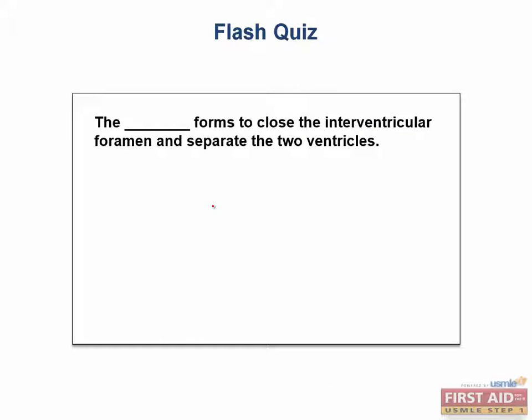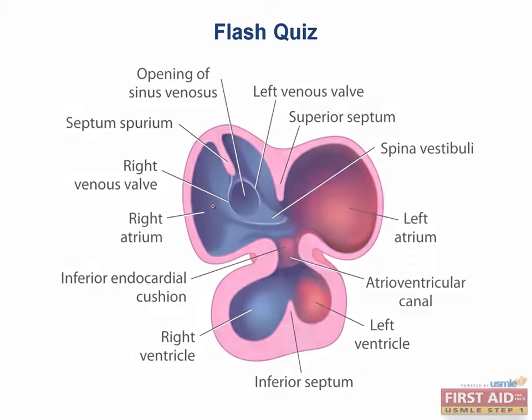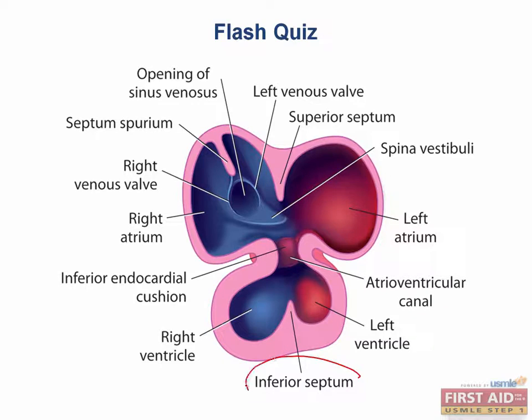On to a flash quiz for us. The blank forms to close the interventricular foramen and separate the two ventricles. The membranous interventricular septum. We know this very well, that the inferior part of the ventricle will grow up and form a muscular septum, followed by a projection of the membranous septum from the inferior endocardial cushion. The muscular will meet the membranous to close off the communication between the right and the left ventricles. Failure to do so is most commonly due to a defect in the membranous part of the interventricular septum.